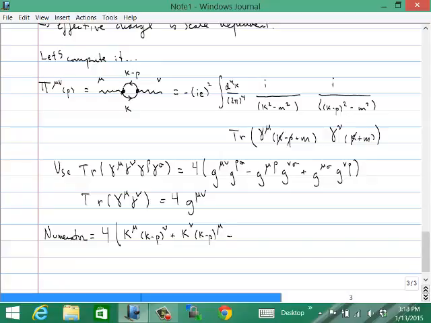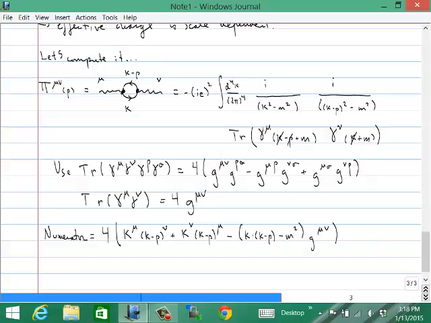Then there's the final term, which you get by contracting mu with nu, so that gives you a k dotted into (k minus p), and then you get an m squared term from the trace of gamma mu gamma nu times m squared. And all that times g mu nu. So that's the numerator.